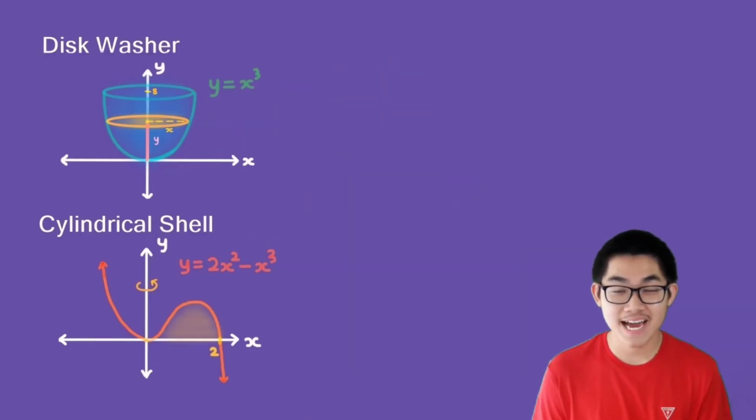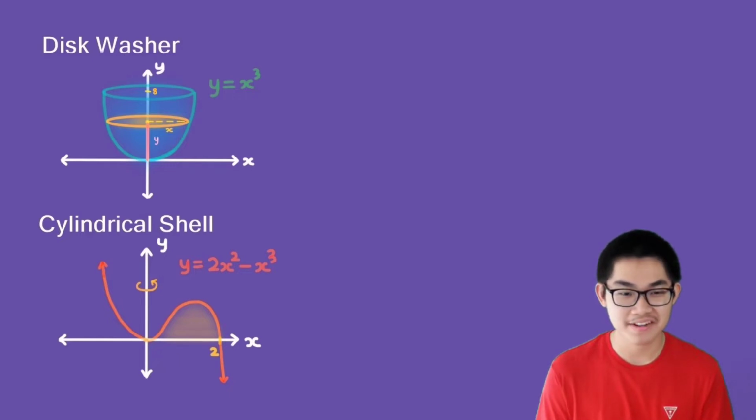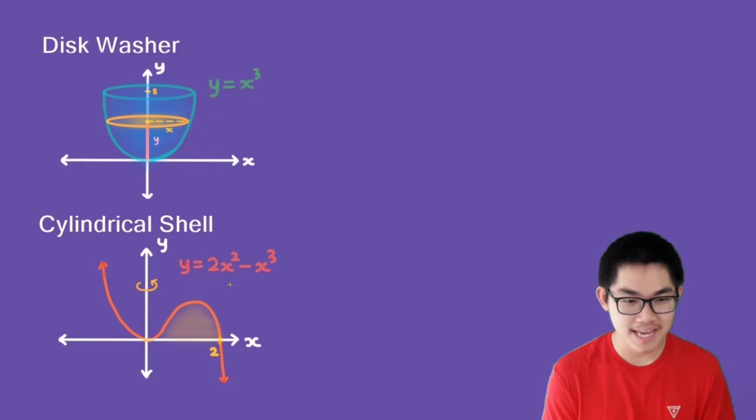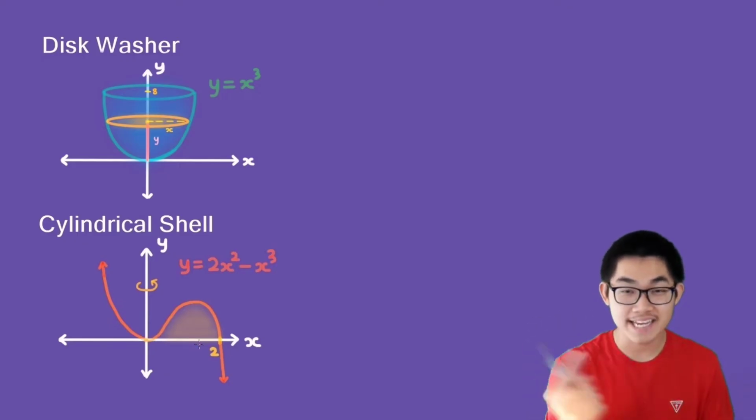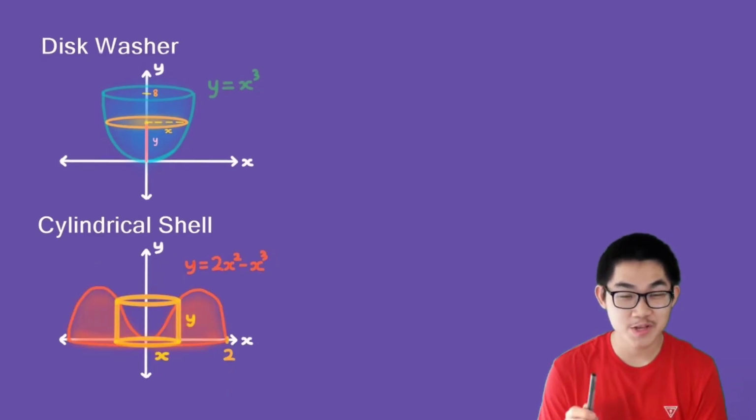Now let's take a look at the second method to find the volume, which is the cylindrical shell method. So we have a function y is equal to 2 times x to the power of 2 minus x to the power of 3. And we're going to take the area between this function and the x-axis and rotate it around the y-axis. Before I show you how to find the volume, I would like you to pause the video and try finding the volume using the disk method. And you will notice that it's impossible.